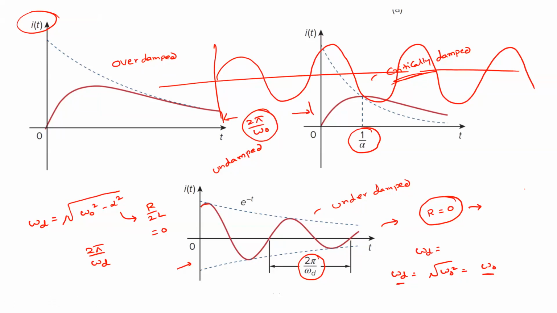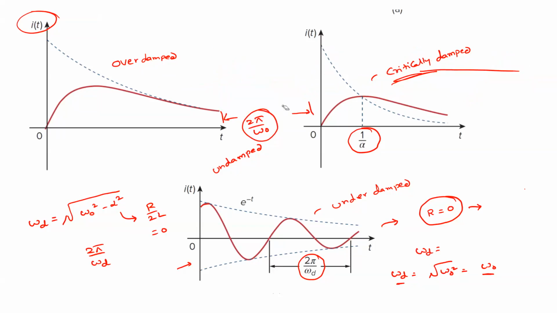Sir, in all the three figures, what does the dotted line represent? So this dotted line indicates the peak value.